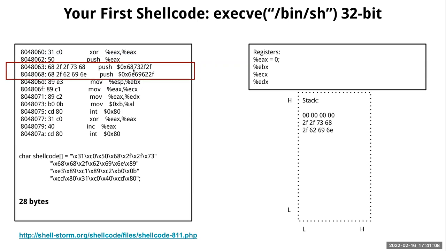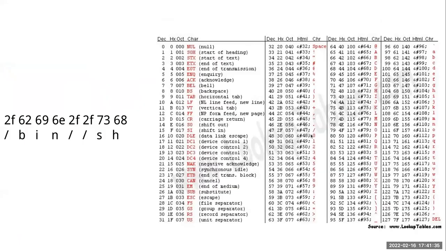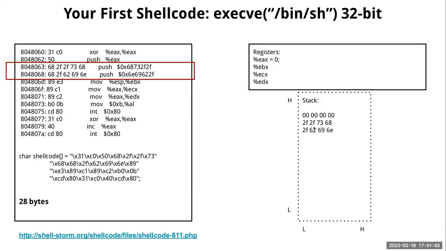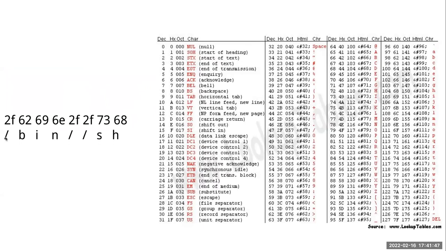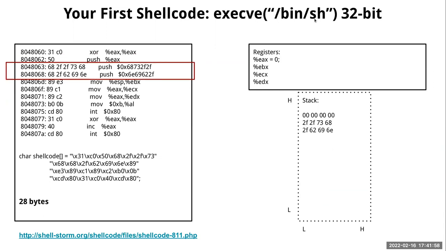So after that, we push those two weird things here. We'll figure out what this is. We're pushing those two values onto the stack. From the stack point of view, this is low, this is high. Actually, this is a string. If we check the ASCII table, we can see that the string is 2F 62, blah, blah, blah. There are 2F. Okay, so the string is actually /bin//sh. It's a little bit different from what we have before, right? What we have here is only one slash. So why are we using two slashes here?